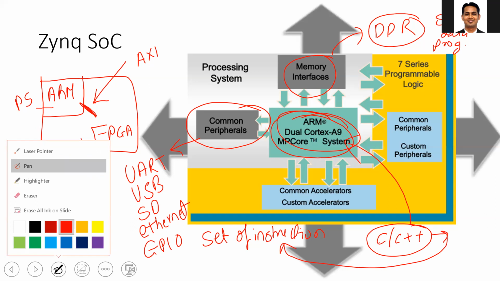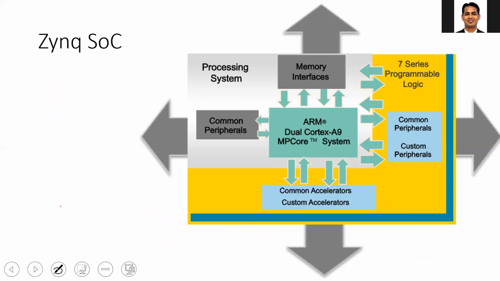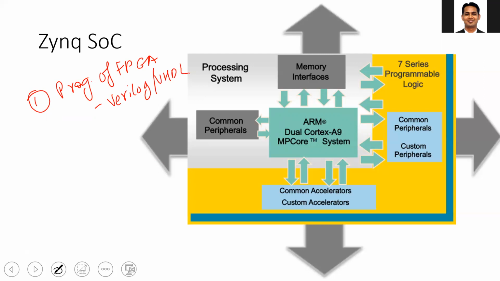So here you can see that you need to do two tasks. The first task is that you need to program the FPGA depending upon what logic you want to implement on the FPGA. This can be done using Verilog, VHDL. We can also use C, C++, but this is not a part of this course. And the second is that you need to program the processor. And this we are doing using C, C++.